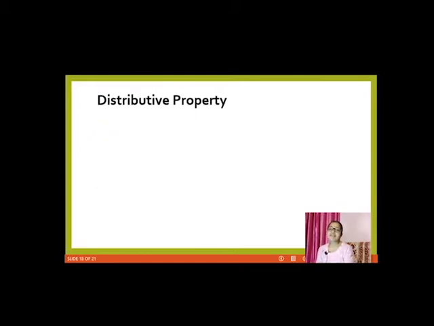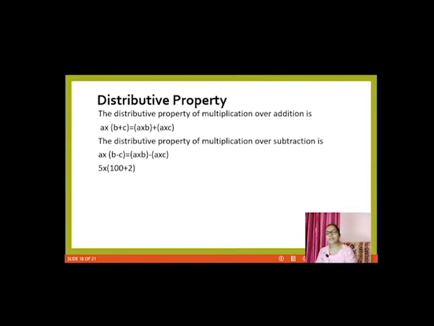This is one of the most important properties of whole numbers, that is distributive property. Let's see what is distributive property. Here also we are dealing with brackets. In chapter 1, we saw an example of applying brackets or opening brackets in arithmetic calculations. So the same thing we have to learn here also.